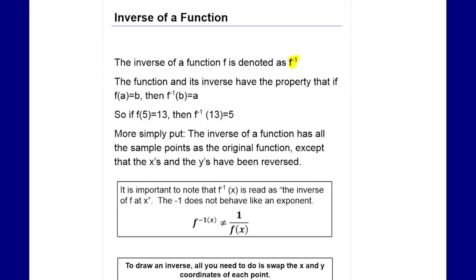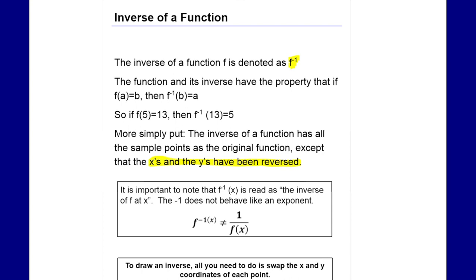So for example, if f at 5 is equal to 13, then f negative 1 at 13 is equal to 5. More simply put, the inverse of a function has all the same points as the original function, except the x and y's have been reversed. So that's the key thing. If we want to find the inverse, we're just switching the x and y values.